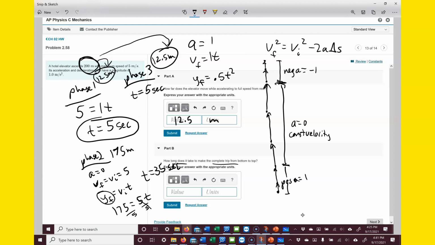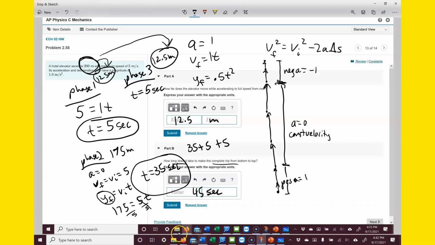Let me just check myself. 175 divided by 5 is 35, yep, so 35 seconds there. Now, I think we're ready to answer it. The total time for this trip, all 3 phases, accelerating, then going to constant velocity, then decelerating, that whole time is going to be 35 plus 5 plus another 5. So that's going to be 45.